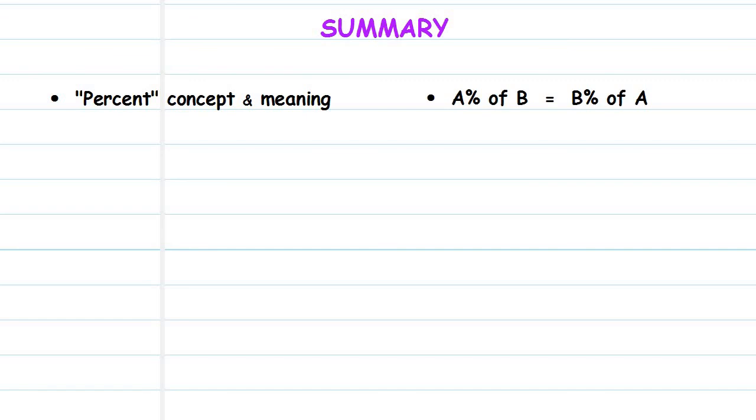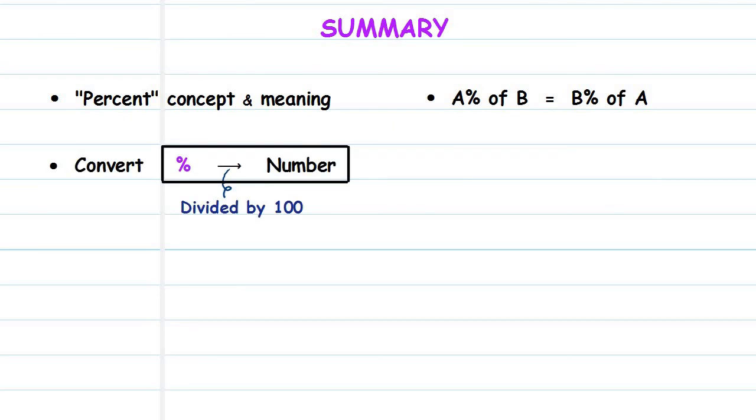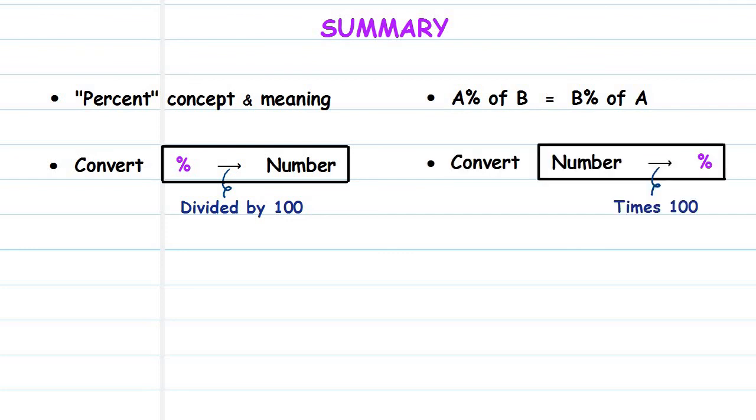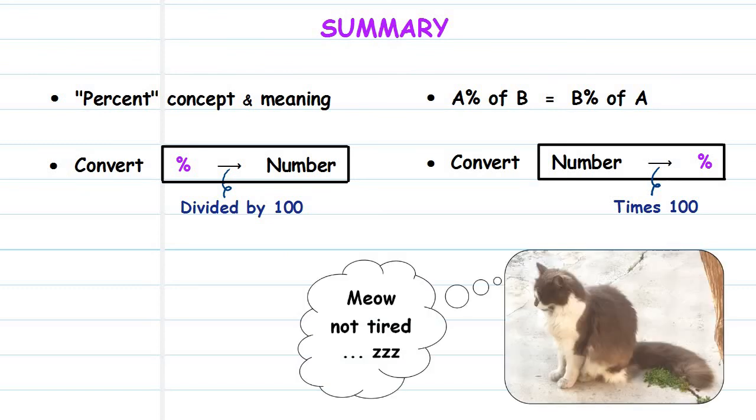To summarize, we covered the percent concept and meaning. And we also showed that A% of B is actually equal to B% of A. We covered how to convert percent into a number. It can be a fraction or it can be a decimal. And we also did the other way around by converting a number to a percent. So those are the key concepts of percent. Practice a little bit more until you are comfortable with this, and you will see that this is actually not difficult at all.